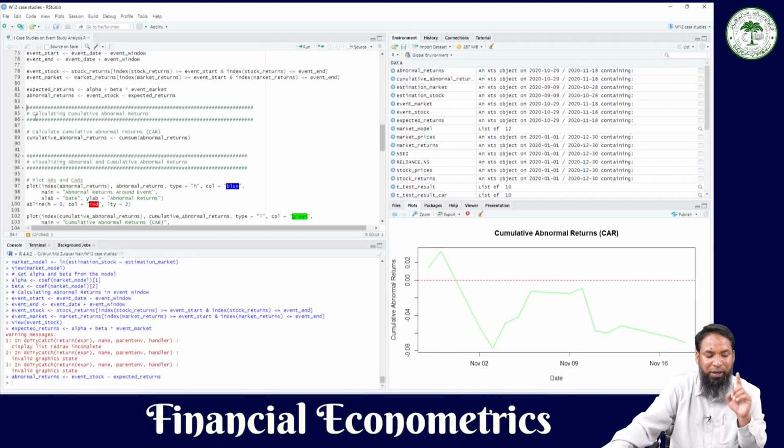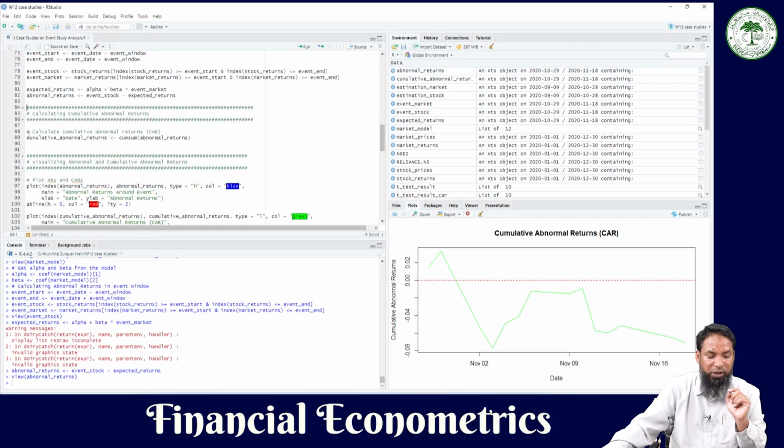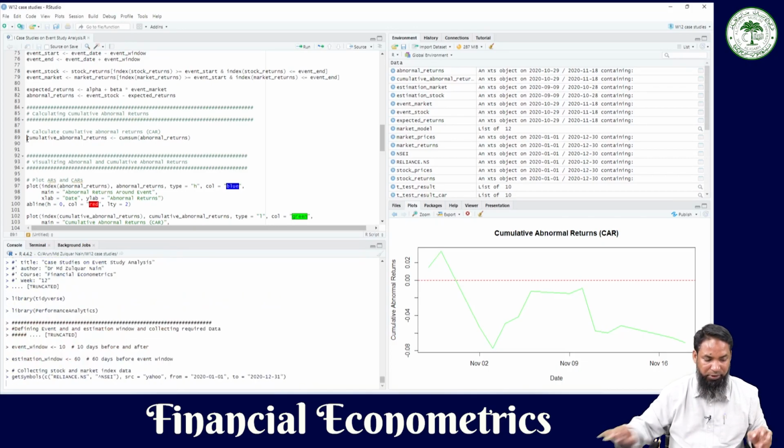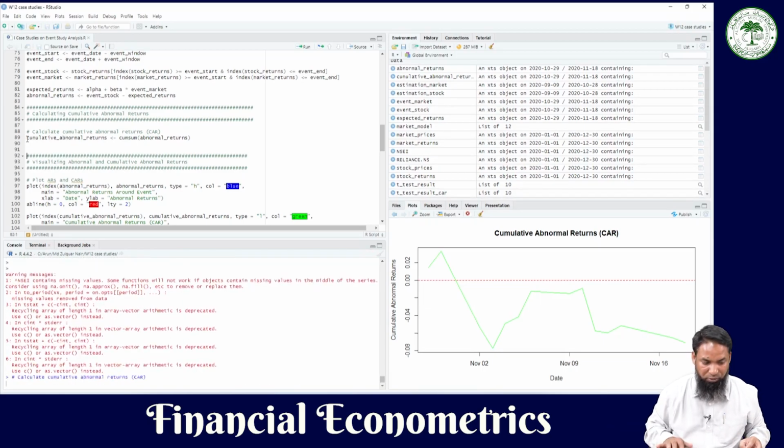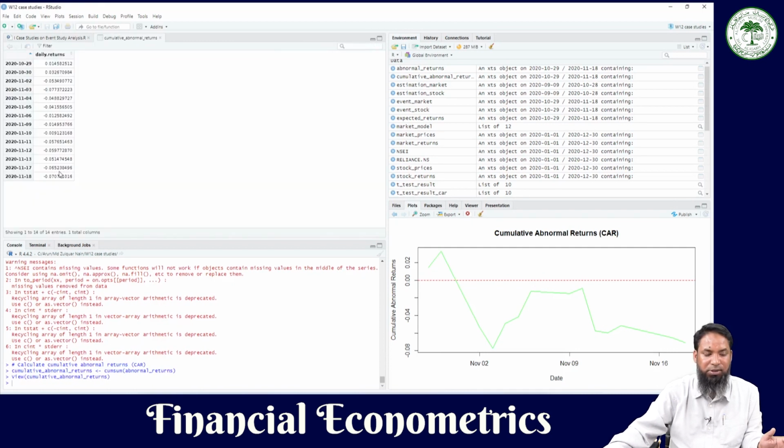Now what we have to do is find the cumulative abnormal returns. See, this is the abnormal return, calculated for all the 10 days, because the event window is 10 days. Now we have to find the cumulative abnormal return. So we use the function cumsum, the short form of cumulative sum, and then refer to the abnormal returns data here. So we are calculating the cumulative abnormal return. Here you can see the cumulative abnormal returns.